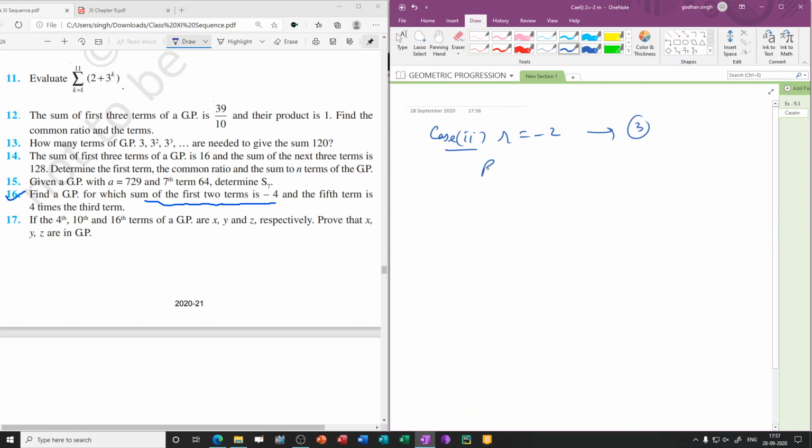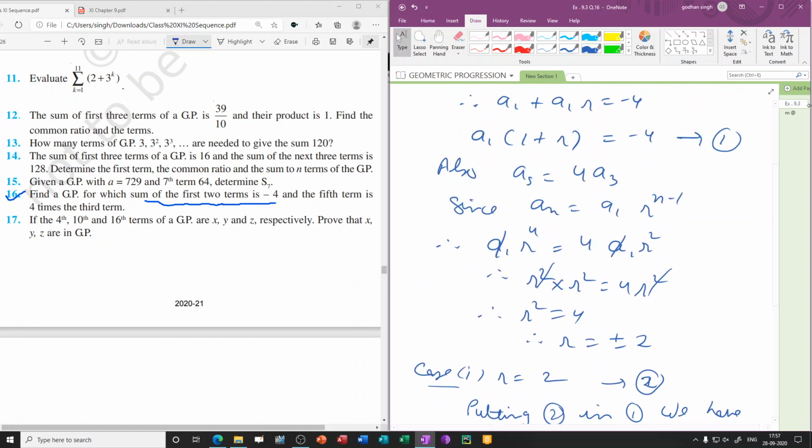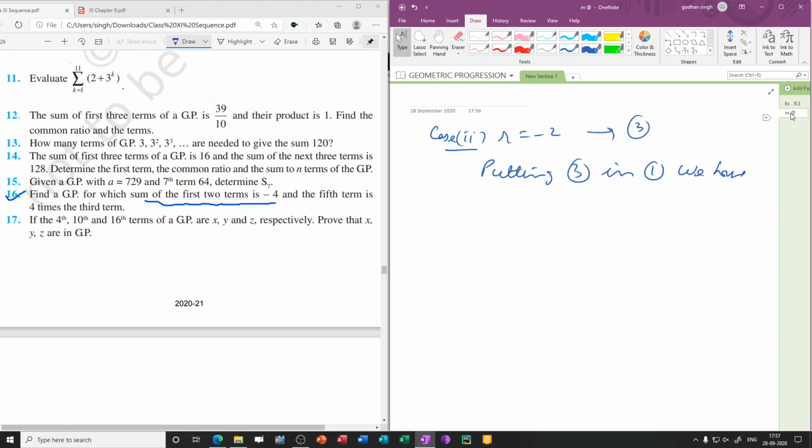Putting 3 in 1, we have, so let us see what is 1. So from here, if you see that A1 into 1 plus R equal to minus 4, that is 1. So this implies, just we'll put the value of R here, A1 into 1 plus R is our minus 2. So minus 2 equal to minus 4.